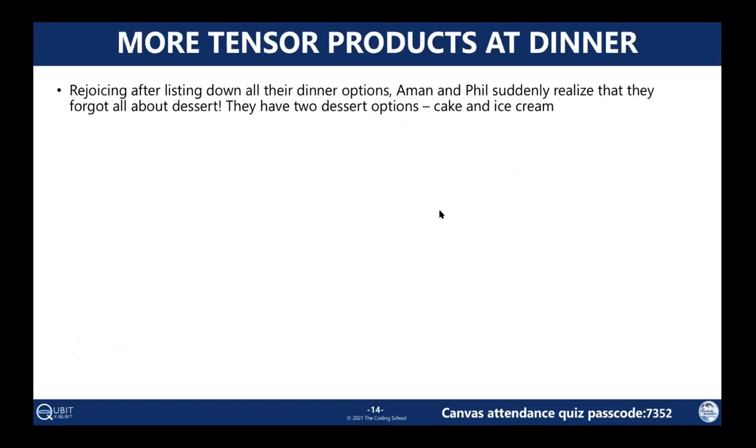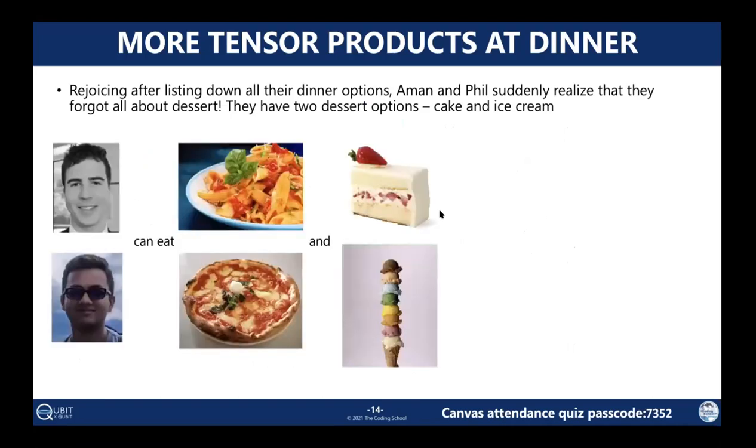So now we want to go back to dinner, and we only had a two state option for Phil and Amon's dinner, but now we want to include dessert. I guess we do still have a two-level system for both dinner and dessert, but now we functionally have a three bit system where 1 bit is our TAs, 1 bit is dinner, and 1 bit is dessert.